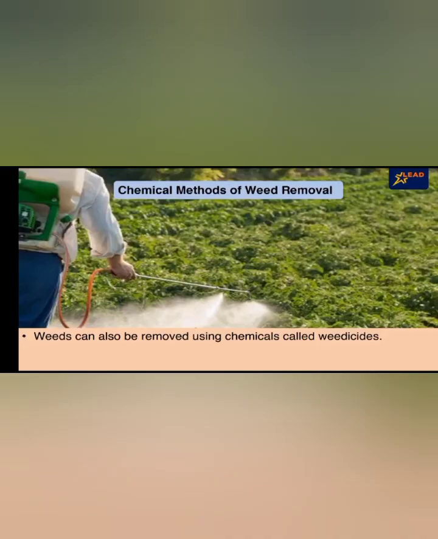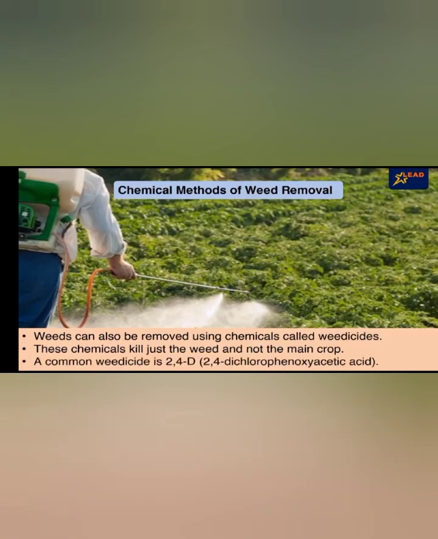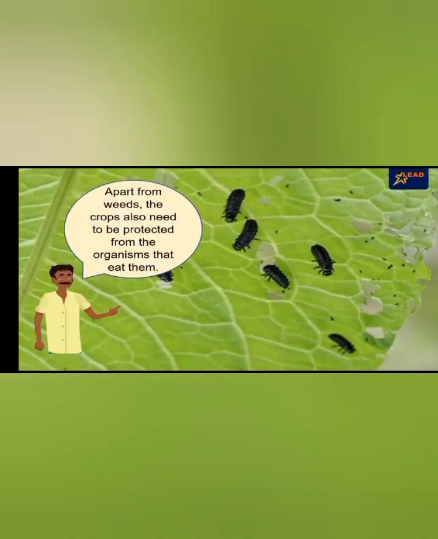Weeds can also be removed by using certain chemicals. These chemicals are called weedicides. These chemicals kill just the weeds and not the main crops. One of the common weedicides that is used in agriculture is 2,4-dichlorophenoxyacetic acid. Apart from weeds, the crops also need to be protected from the insects that eat them.